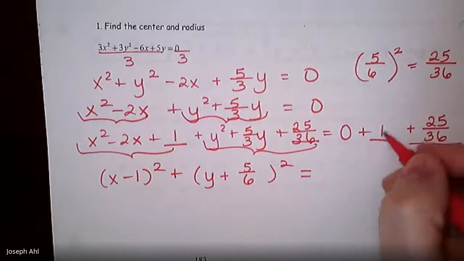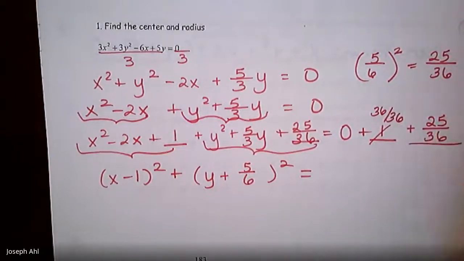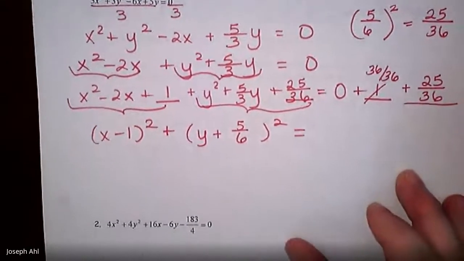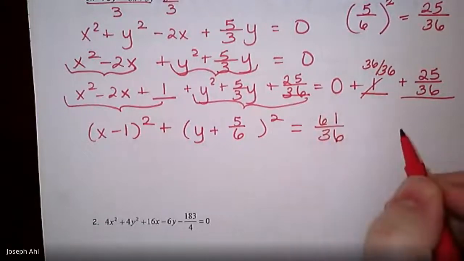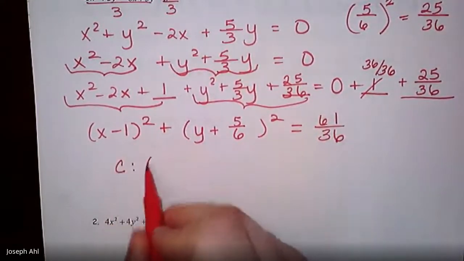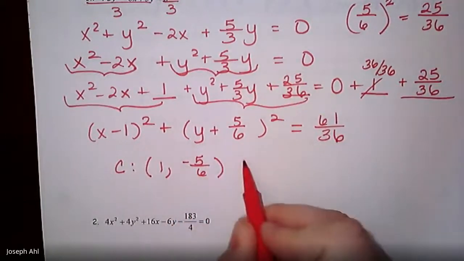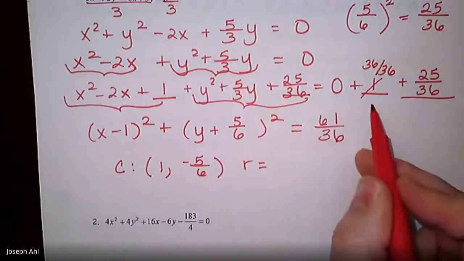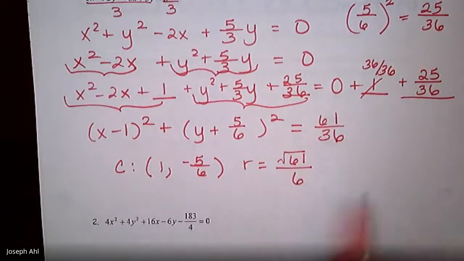All right, and then on the other side, I'm going to cross off the 1 and make it 36 over 36, just to make my life easier when I add those fractions together. So 36 and 25 is a total of 61 over 36. So this is a center for my circle at (1, -5/6). And the radius would be the square root of this last number. Radical 61 is not a nice number, but for the square root of 36, we can express the bottom as a rational number of 6. So that's the center and radius in that last one there.